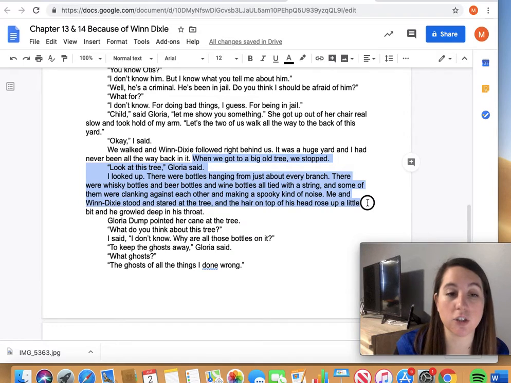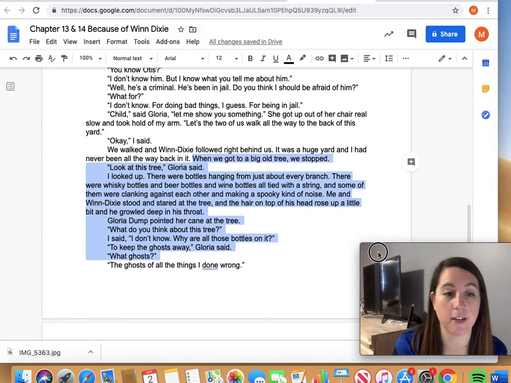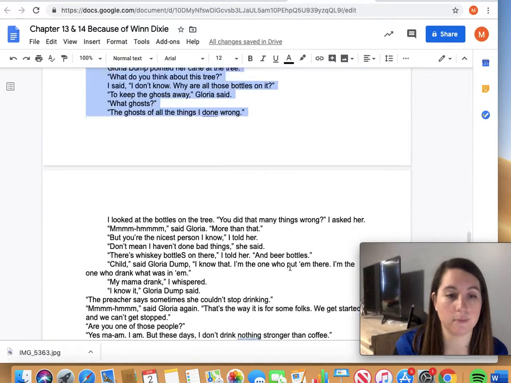Me and Winn Dixie stood and stared at the tree, and the hair on top of his head rose a little bit, and he growled deep in his throat. Gloria pointed her cane at the tree. "What do you think about this tree?" I said, "I don't know. Why are all those bottles on it?" "To keep the ghosts away," Gloria said. "What ghosts?" "The ghosts of the things I've done wrong."